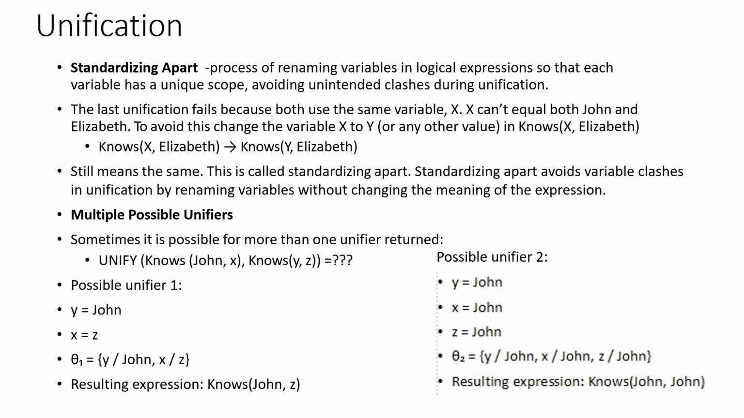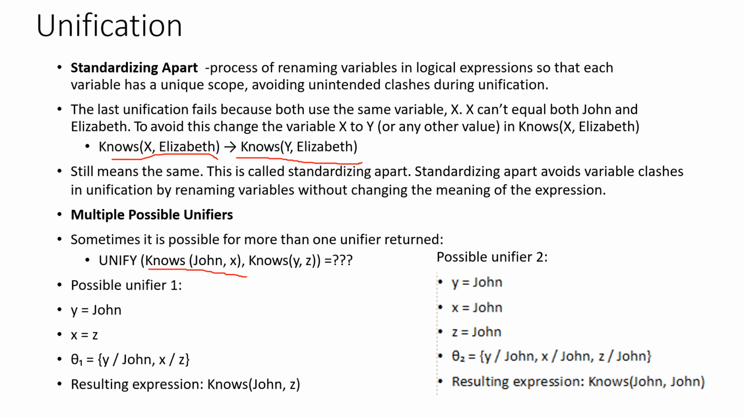Here in the previous slide we have already seen Knows(John, x). That is the one expression, and the second one is Knows(x, Elizabeth). The problem was that x cannot take two values at a time. In that case x can be John, x can be Elizabeth. So that is not possible. So unification failed in the previous case. That means the first argument x can be John and the second argument x can be Elizabeth. A variable cannot be bound to two different constants.